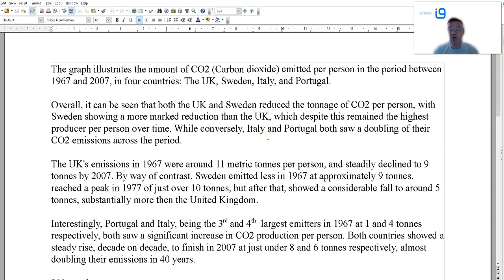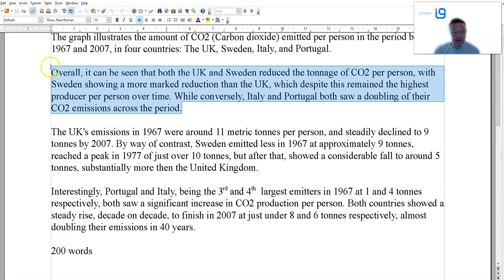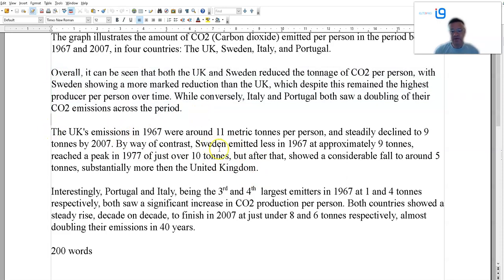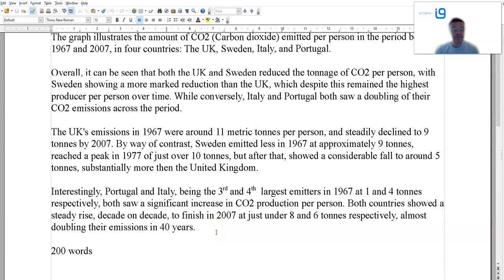Conversely, Italy and Portugal both saw essentially a doubling of their emissions in that period, which is what we can see. So the UK's emissions in 1967 were around 11 metric tons per person. They went down. I'm not going to read it all. You can see it. So you'll see there's no figures in the overview. Now we've got figures and data. UK's emissions were this, they went down to this by way of contrast. Interestingly, Portugal and Italy both saw an increase.